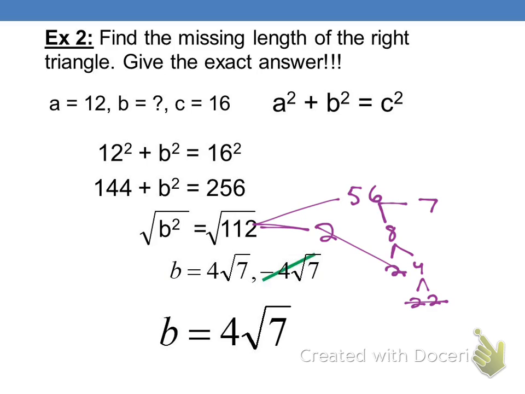And again, we don't need the plus minus because we're talking about an actual distance, and distance cannot be negative. It's a length on the figure. Can't be negative. Any questions? Which part's confusing?